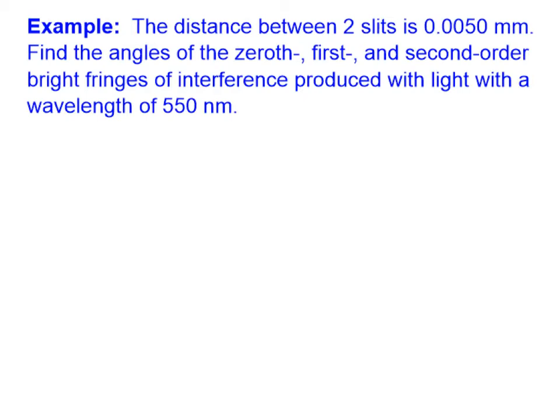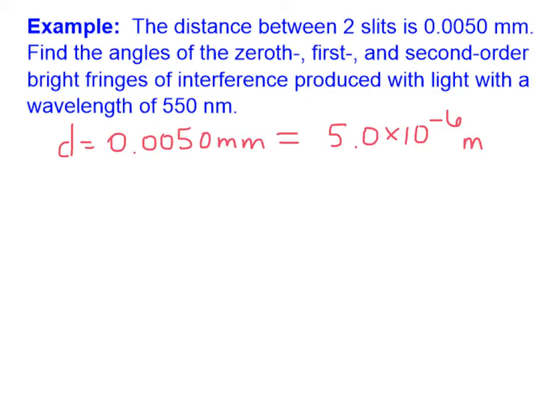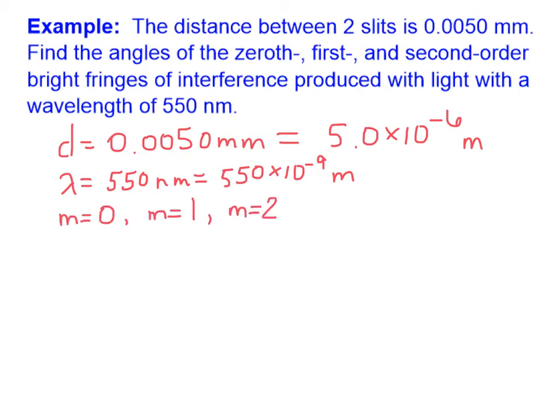Let's do an example together. Let's say we have a distance between two slits of 0.0050 millimeters, and we want to find the angles for the 0th, 1st, and 2nd order bright fringes for the interference produced with light that has a wavelength of 550 nanometers. I'm going to start writing the things I know. I know the distance between the slits, and I'm going to convert that into meters and into a more convenient form. I know my wavelength. I'm going to convert that into meters. I'm going to find my angle for when m equals 0, for when m equals 1, and for when m equals 2 for constructive interference.